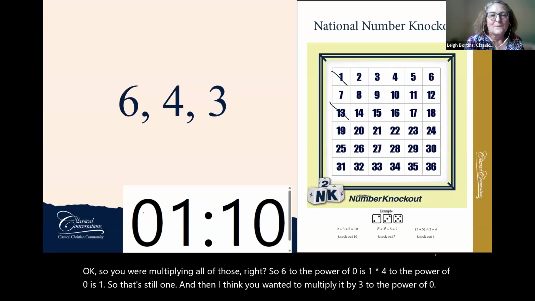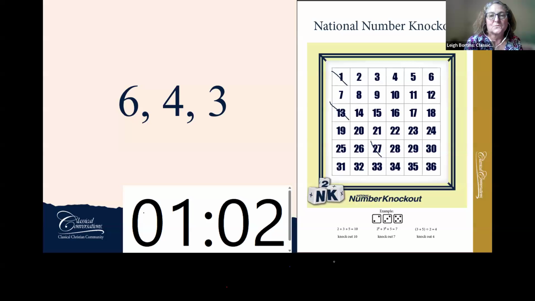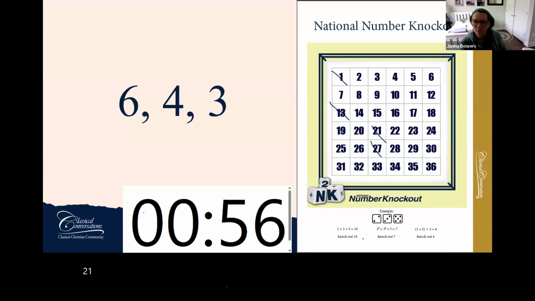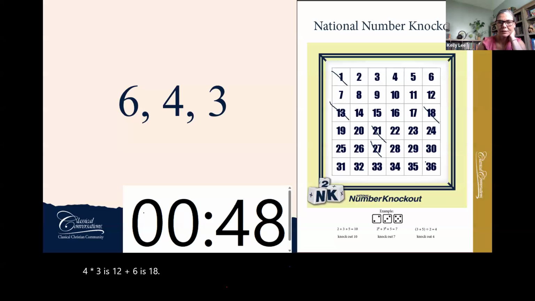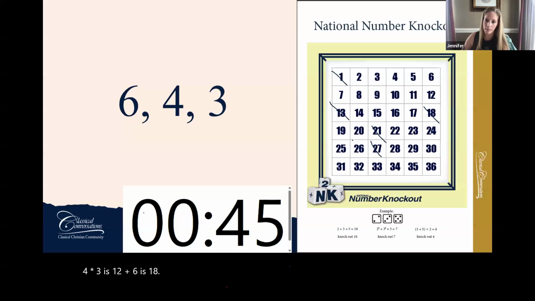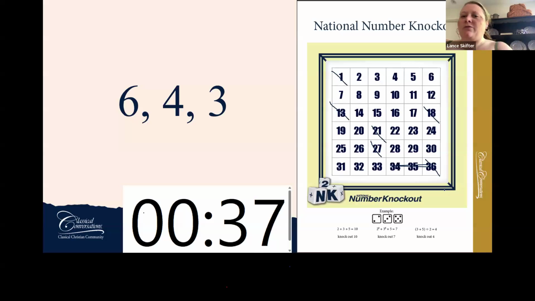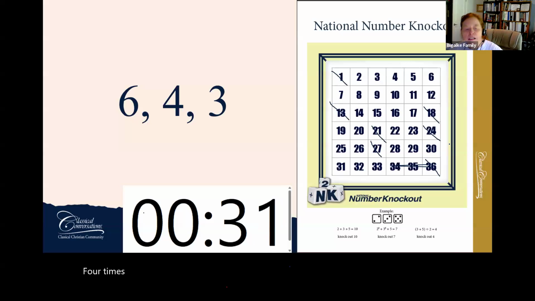Good. How about 6 times 4 is 24 plus 3 is 27. And then 6 times 4 minus 3 is 21. 4 times 3 is 12 plus 6 is 18. 6 squared times 6 squared times 4 to the power of 0 times 3 to the power of 0 is 36. 6 times 4 times 3 to the 0 is 24. 4 times 3 times 6 to the power of 0 is 12.